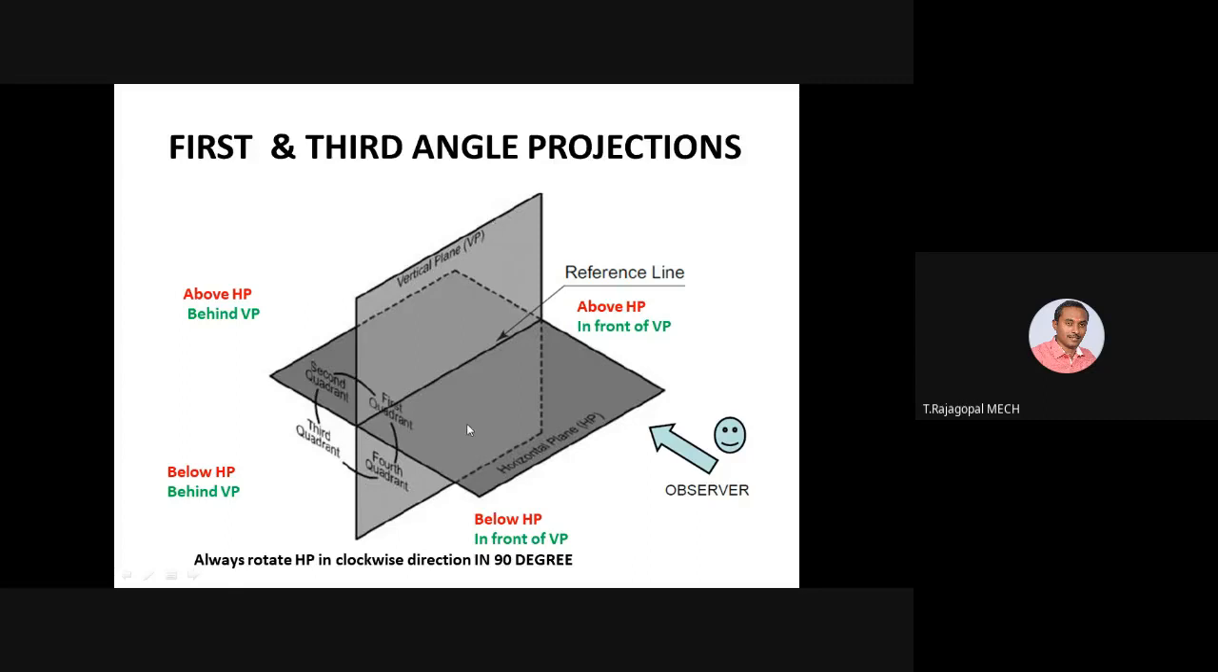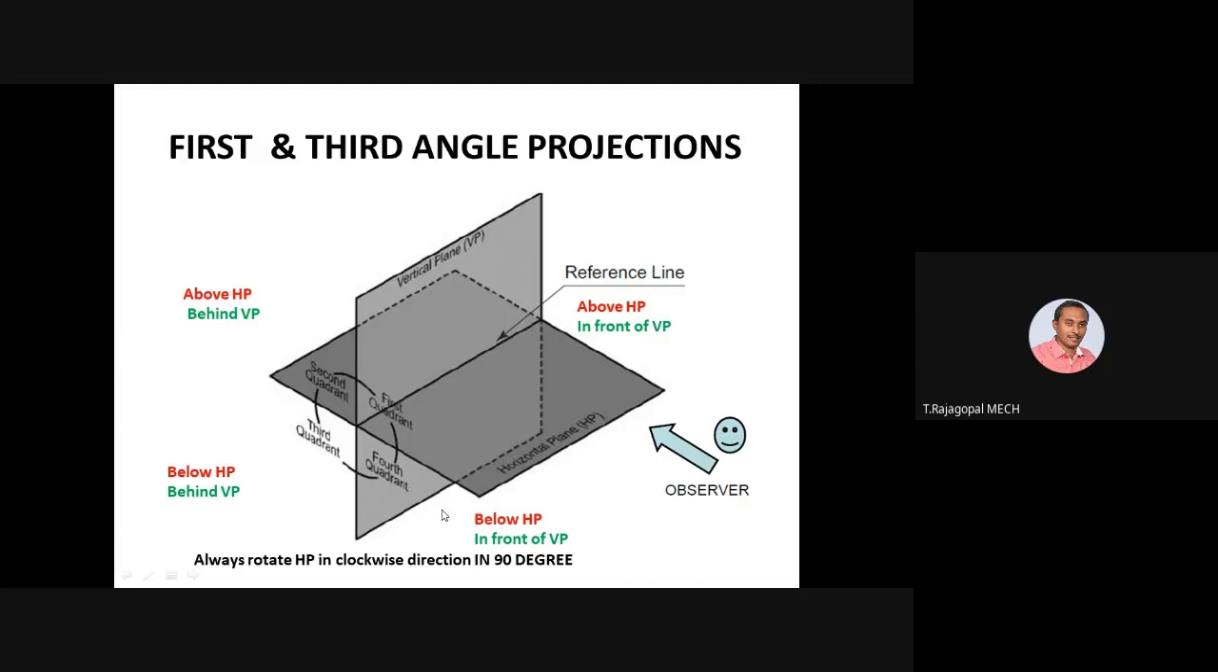This is the transparent plane. The observer is standing here. So in the second quadrant, how can you express this? Above HP, but it is behind VP, the backside of your vertical plane. That's why it is behind VP. In the third quadrant, it is below the horizontal plane and also behind the vertical plane. In the fourth quadrant, below HP and in front of VP. Okay, it is clear, it is common words.